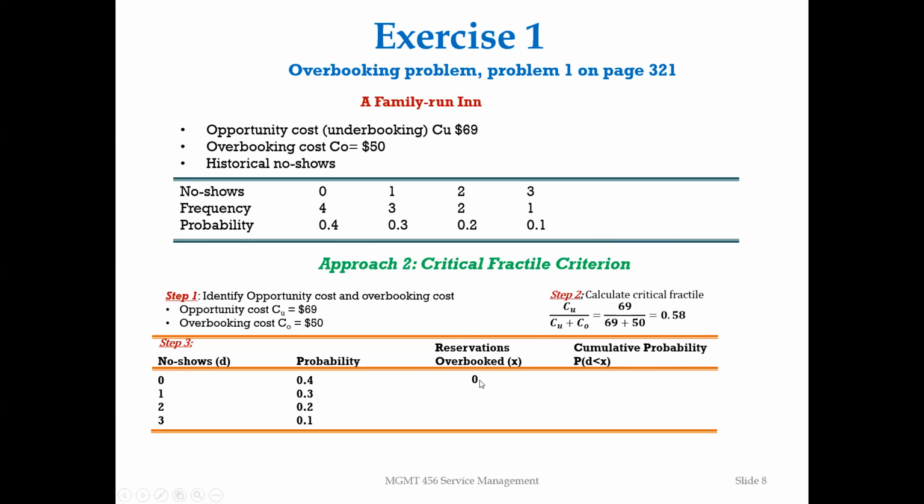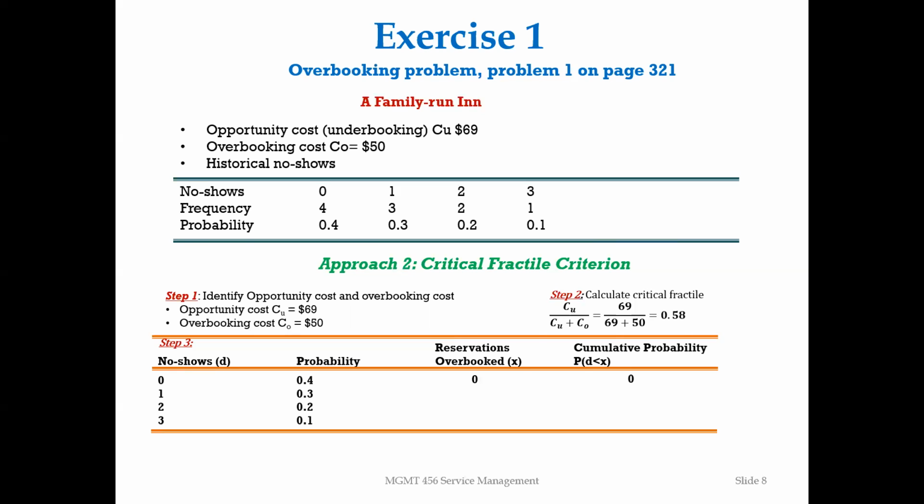So when X is equal to 0, in other words, when the overbooking limit is 0, under what conditions will D be less than X? Look at all of these. D can be 0, 1, 2, 3. But D can never be less than 0 because the smallest D is 0. So D will never be less than X, which means it will never happen.